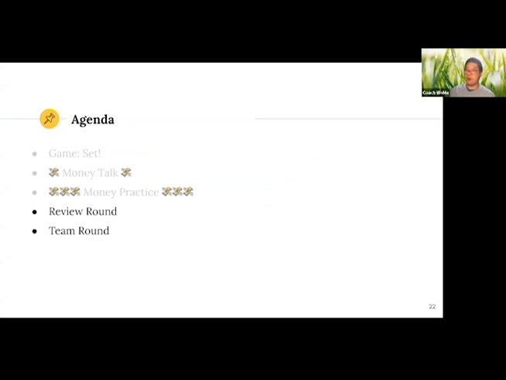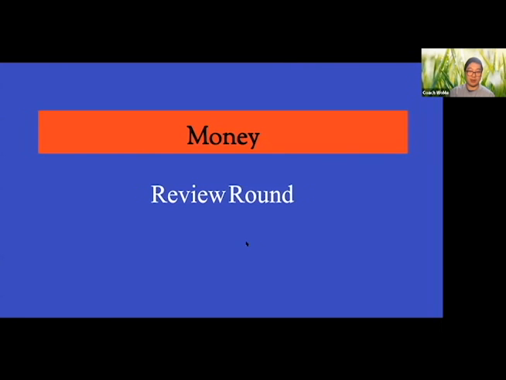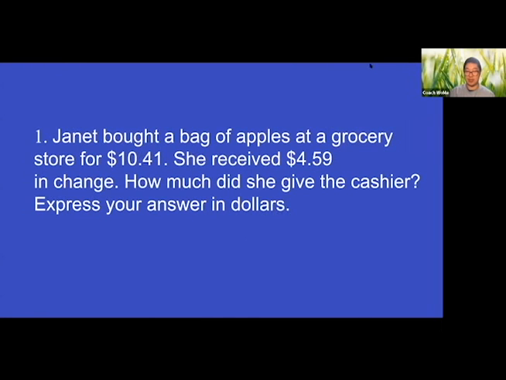Okay, cool. So let's go through some review questions. Here is another question. Janet bought a bag of apples at a grocery store for $10.41. She received $4.59 in change. How much did she give the cashier? Does everyone know what this question is asking?